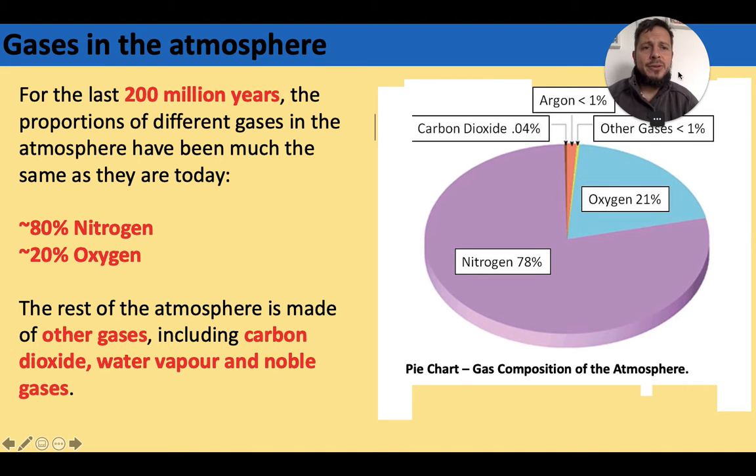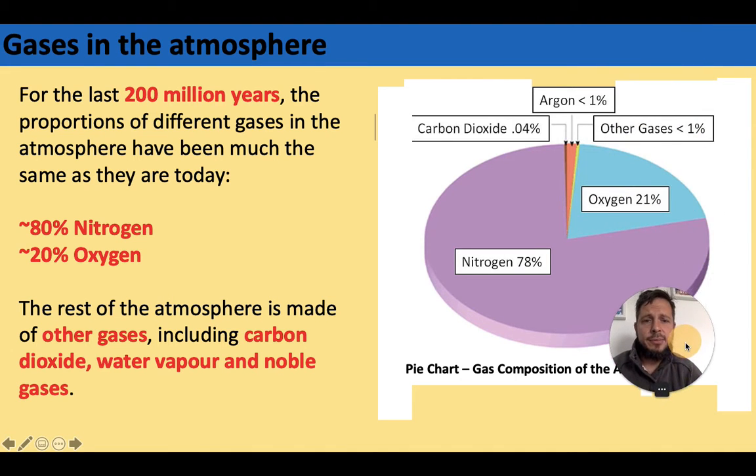So what is the atmosphere made up of? We did this as our starter. For the last 200 million years, these gases that we find today have been pretty much the same. Roughly 80% nitrogen, 20% oxygen. And then you've got the few other gases as well. So you've got your carbon dioxide, you've got your water, and you've got your noble gases. So argon, as I've already mentioned, but also any other gases that you might find in group 0 of your periodic table, for example helium and neon as well. There are traces of those in our atmosphere.